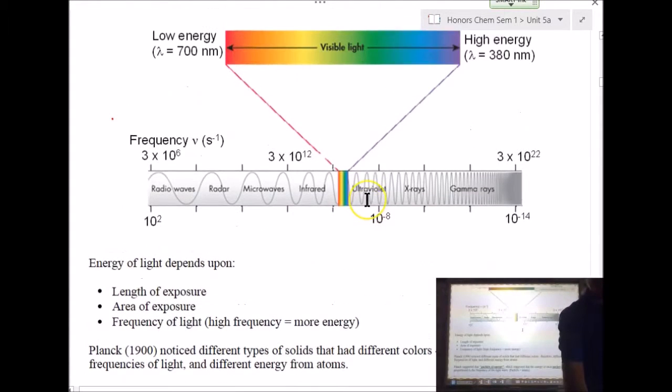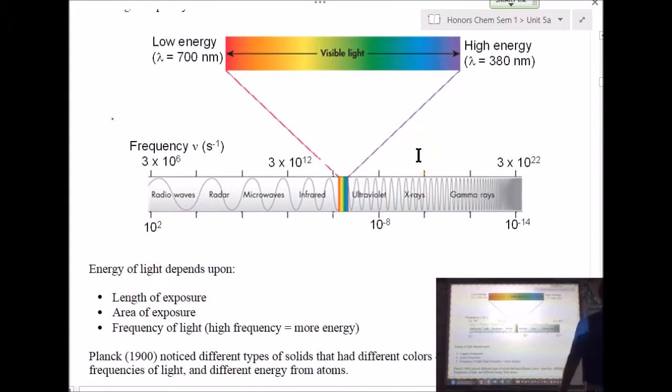Yeah, Tristan. Why are the colors in that order? That's the way God made it. Yeah, and actually, that's a good point.